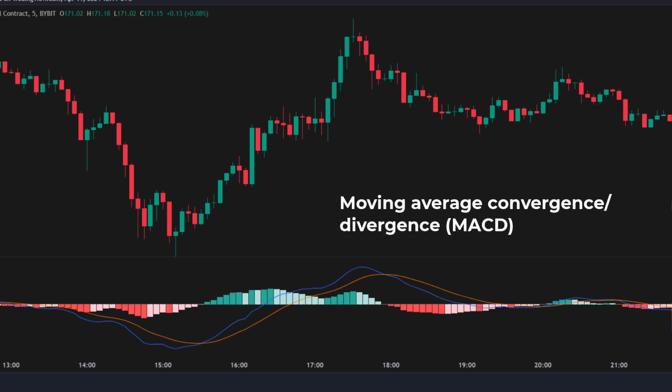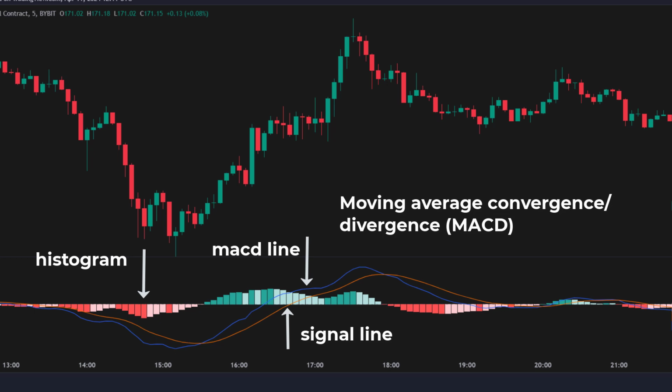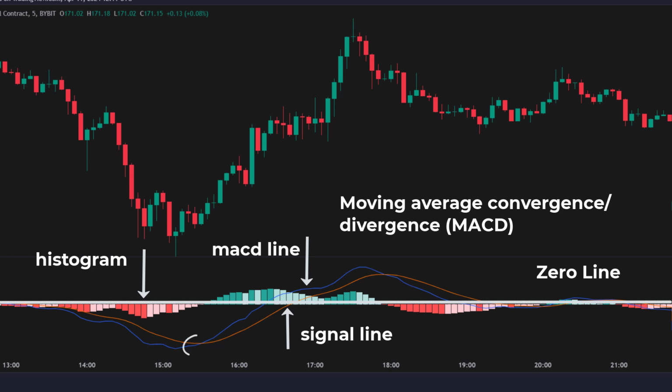If you're unfamiliar with the MACD indicator, here's a brief overview. The MACD line, the blue line, is the fast-moving average, while the signal line, the orange line, is the slow-moving average. The histogram represents the difference between these two averages, and the zero line differentiates the positive and negative values of the histogram. We enter a long position when the fast curve crosses above the slow curve below the zero line. We exit the trade when the fast curve crosses below the slow curve and they are above the zero line.